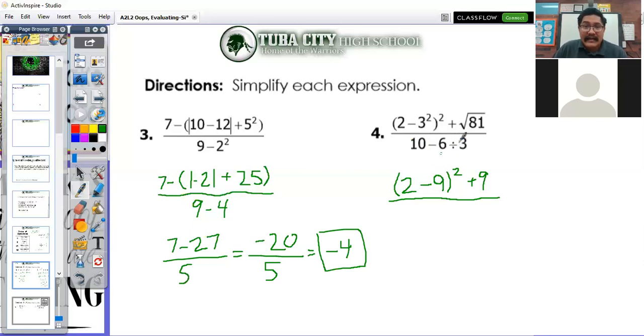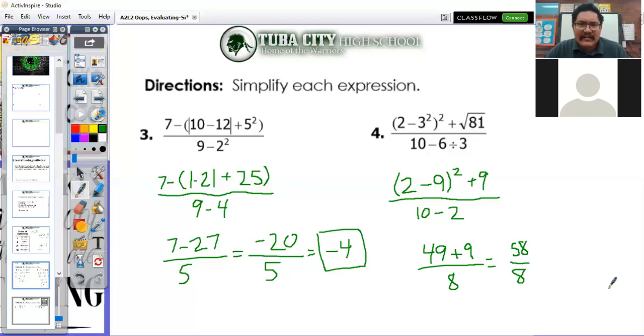So I have a division here, so I got to do the division before the subtraction. So 10 minus, so 6 divided by 3 is 2. So I'm going to put 2 down here. All right, so we still got some stuff to work on. 2 minus 9 is negative 7. Negative 7 squared, so that would be negative 7 times negative 7. Negative times negative is positive, and 7 times 7 is 49. 49 plus 9 over, and then 10 minus 2 is 8. Okay, looking good so far. 9 plus 9 is 18. Carry the 1. And we get 58 over 8.